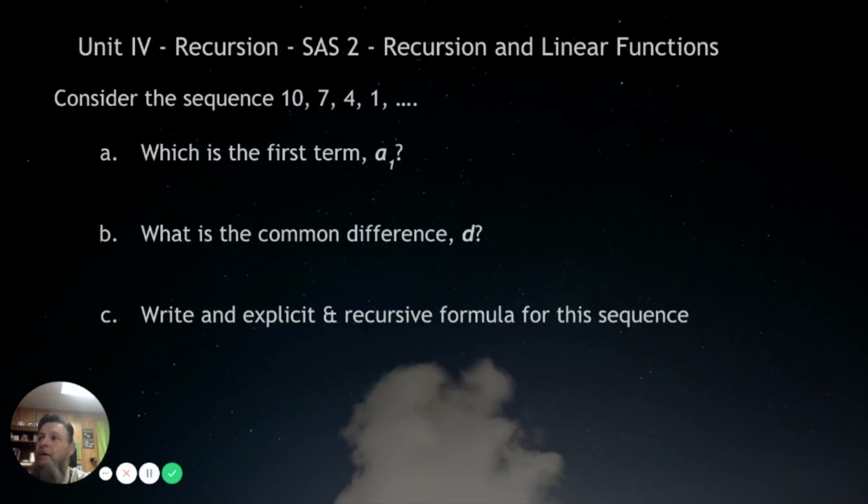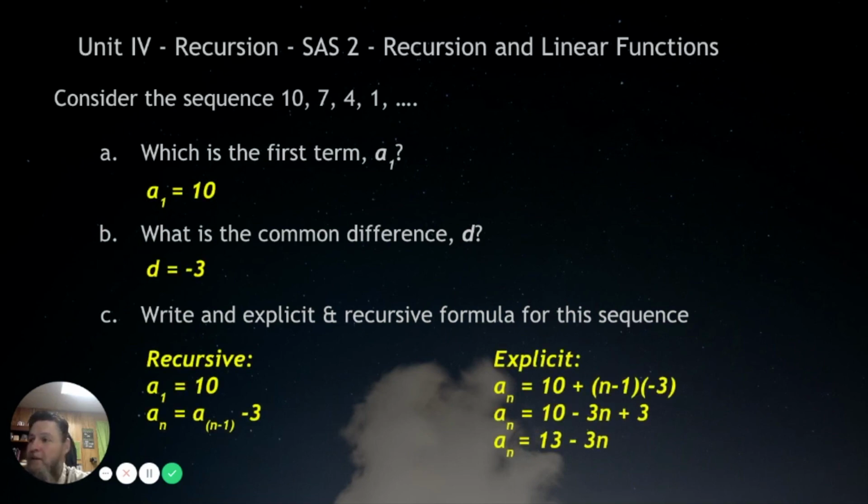All right. Consider the sequence 10, 7, 4, 1. What is the first term? A1. That is 10. What is the common difference? I think it's minus 3. What is an explicit and recursive formula for this sequence? For recursive, we're going to start with A1 is 10, and whatever the first term is, we'll subtract 3 from it, and that gives us the next term. And then the next term after that is that minus 3.